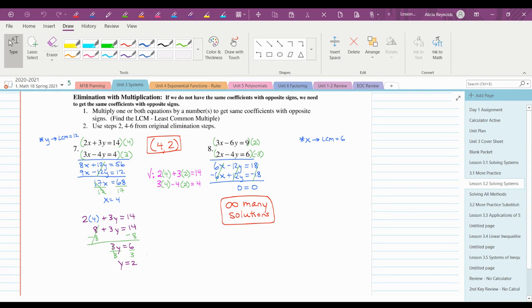So when I add these together, I get 0 equals 0. If I ever have a number equaling itself as my solution, that's going to tell me that this is the same line. These two equations represent the same line. So that's going to mean that I have infinitely many solutions. If I get a situation where, let's say, this ended up being 0 equals 5, then that would mean no solution because that is not a true statement.